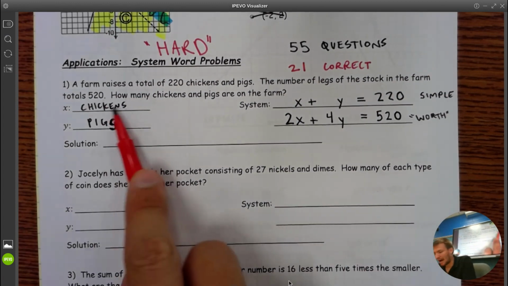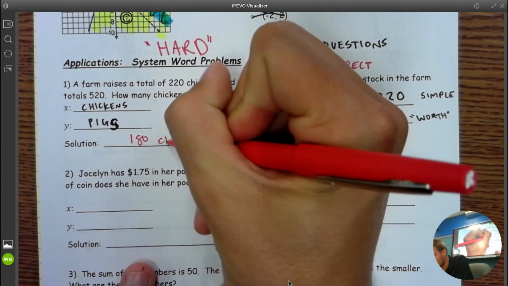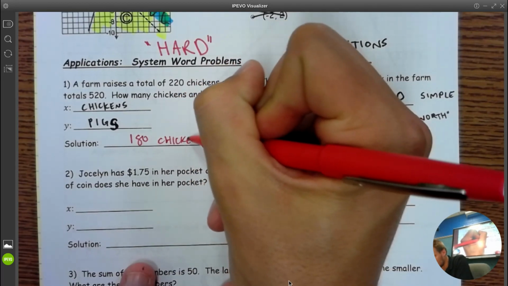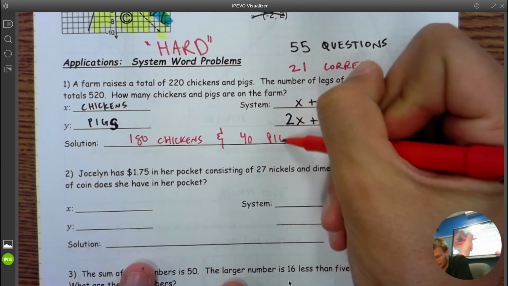So, how many chickens and pigs are on the farm? 180 chickens and 40 pigs.